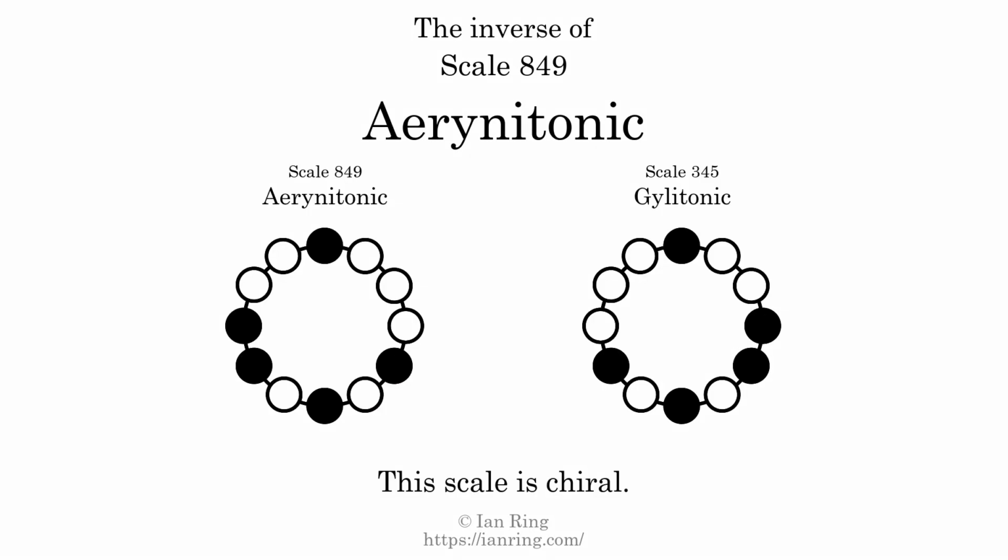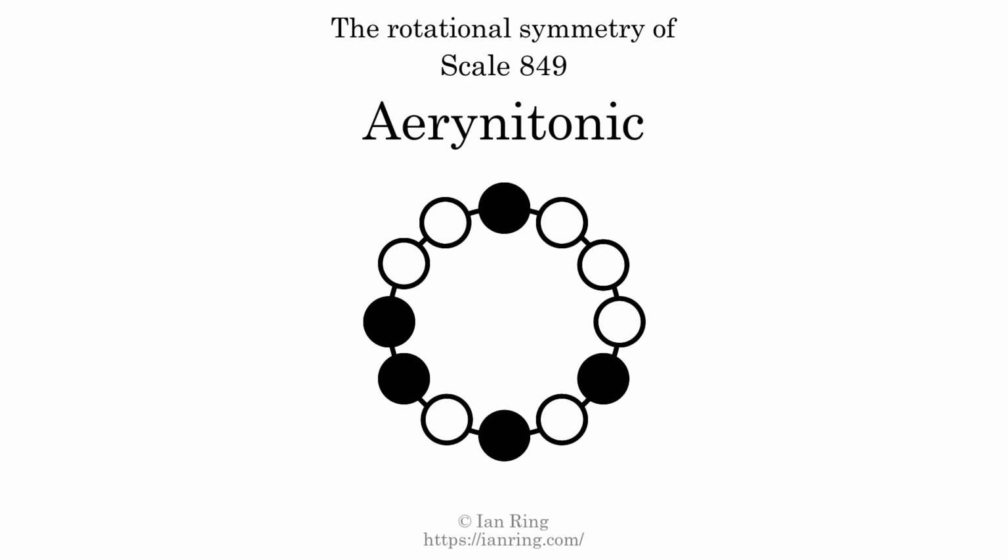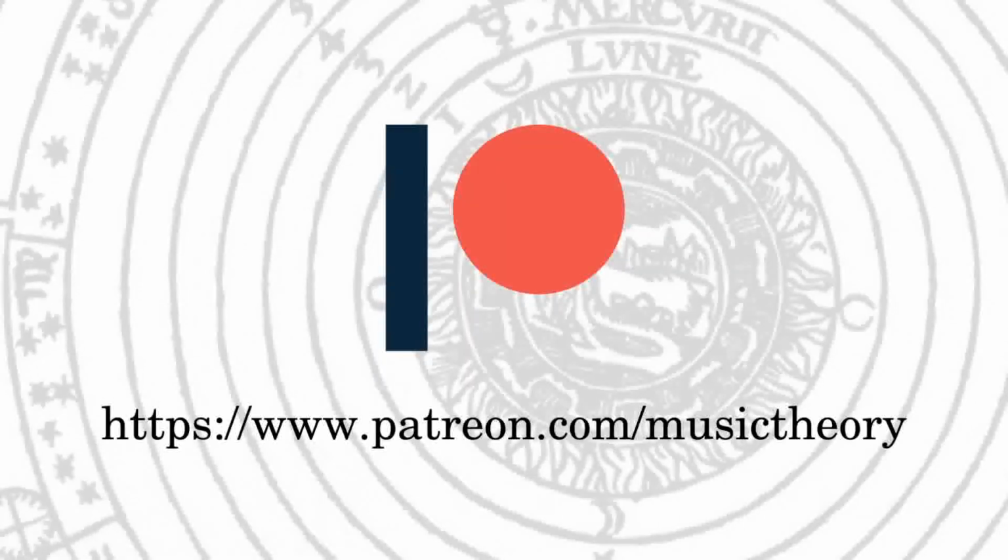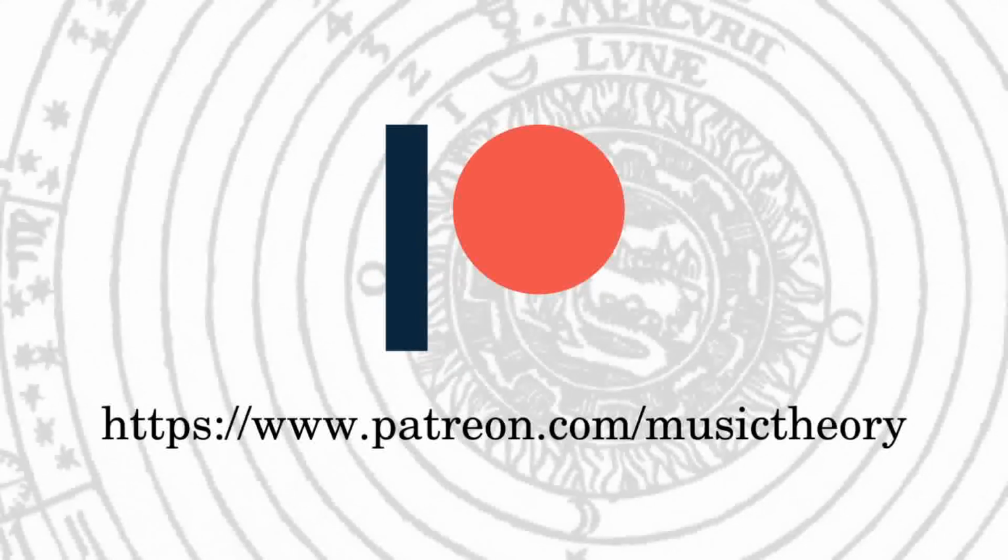The inverse of a scale is a mirror image. It is what you get when the sequence of intervals is reversed. The inverse of this scale is scale 345, also known as Aerynitonic. This scale is chiral. It cannot transform into its inverse by rotational transformation. This scale has no rotational symmetry. For even more detail about this scale, visit ianring.com/musictheory/scales/849.